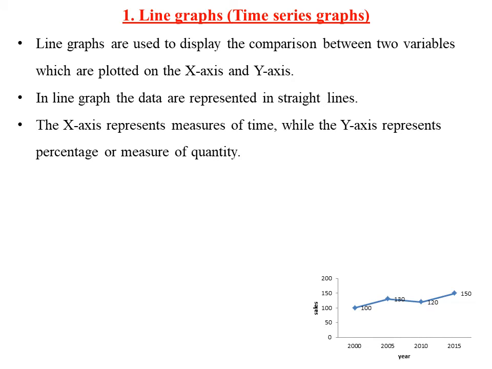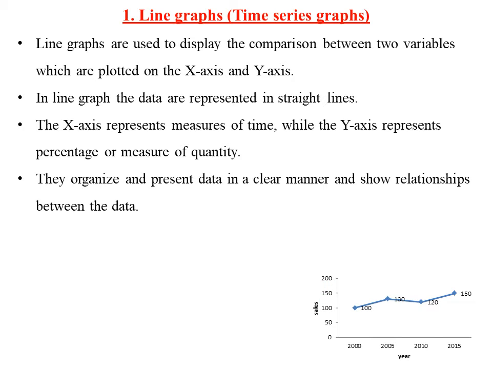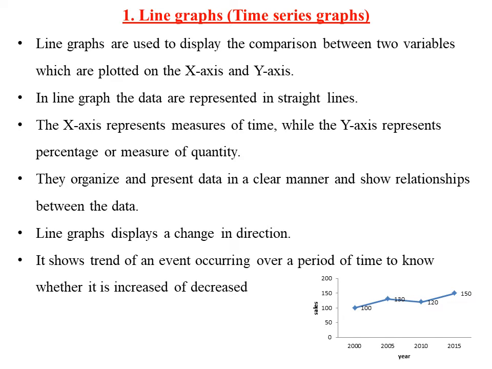For example, here it is the line graph. The x-axis shows the measure of time. The y-axis shows the percentage or the measure of the quantity. They organize and present data in a clear manner and show the relationship between the data. The line graphs display a change in direction. It shows trends of an event occurring over a period of time to know whether it has increased or decreased.